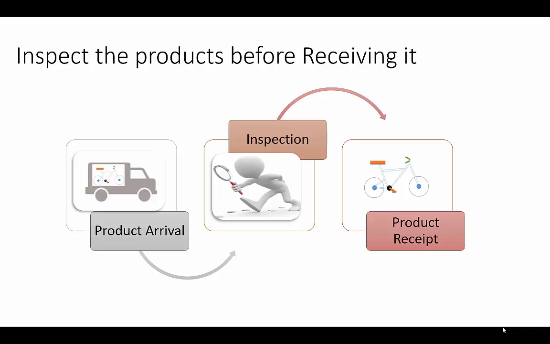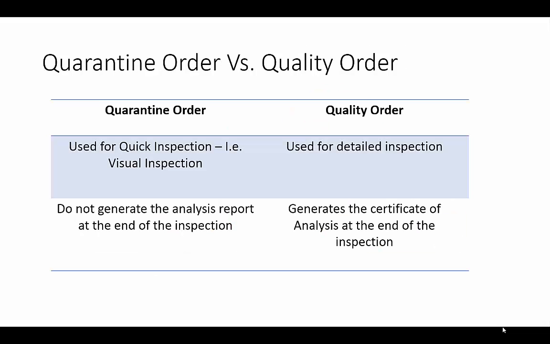This step will ensure that only quality products meeting the company's quality criteria are being received. Company may perform the detailed inspection or it can be a quick inspection, for example visual inspection of the goods. In Microsoft Dynamics AX 2012, we can use either quarantine order or quality order to perform the inspection.